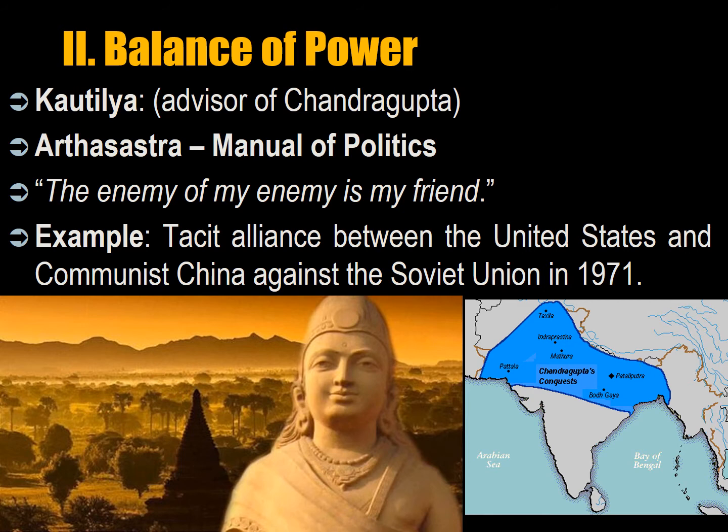So you have alliances. The tacit alliance between the United States and Communist China against the Soviet Union in 1971 is an example of two countries that are not friendly. The US was anti-communist. China was anti-capitalist and certainly anti-Western. But the US and China got together nonetheless against the Soviet Union because the enemy of my enemy is my friend.